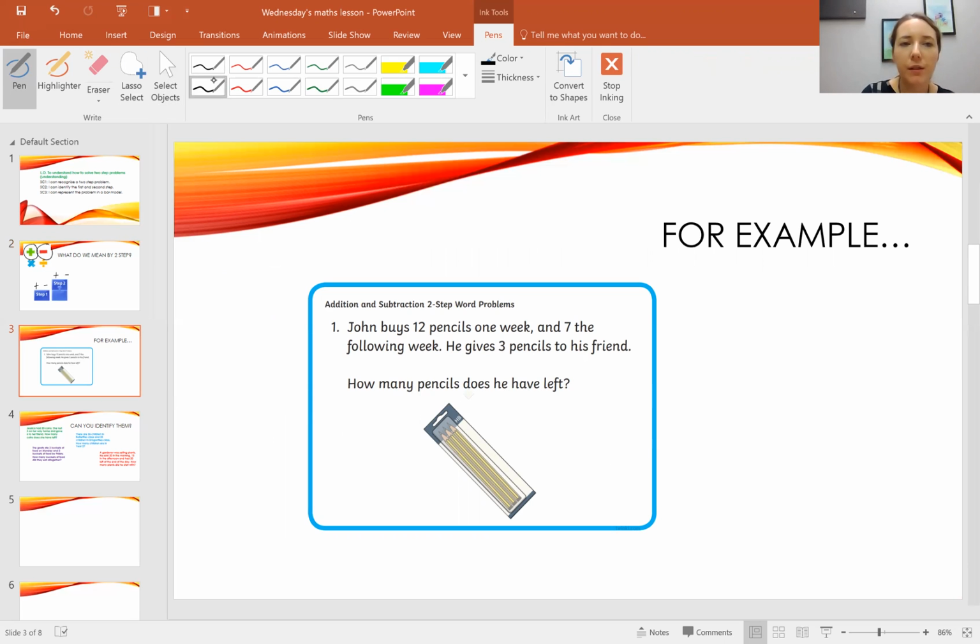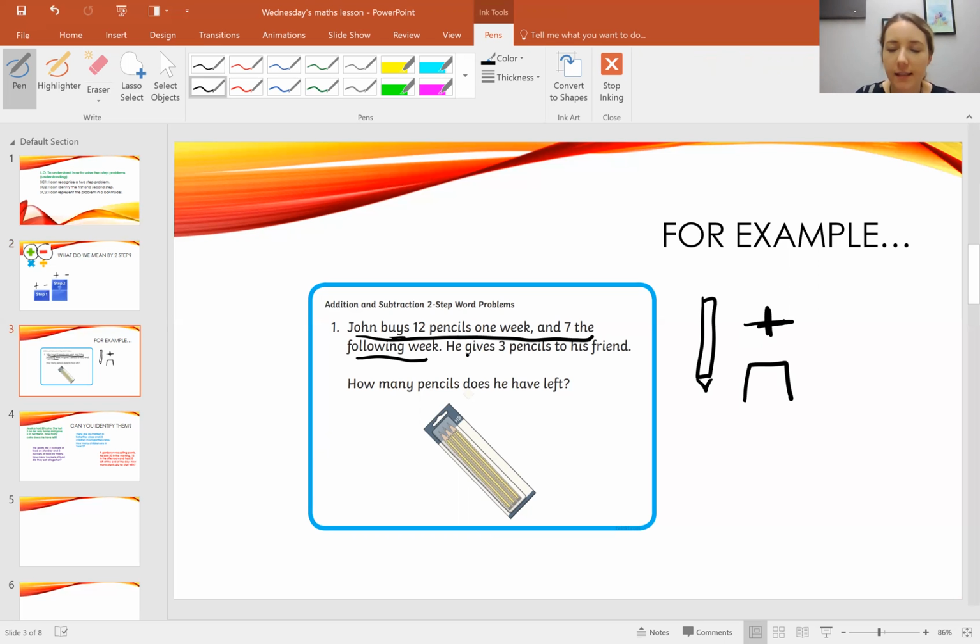So there are two steps here. John buys 12 pencils one week and 7 pencils the following week. If he buys them, that means he gains them, he's got them. So 12 pencils and 7 pencils. So he ends up with a certain number of pencils. So the first step is to find out how many pencils he's got. So we need to add.